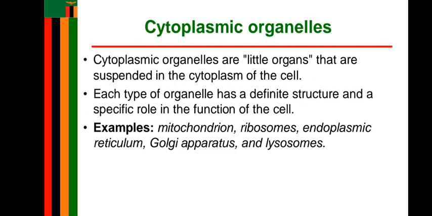Then cytoplasmic organelles are little organs that are suspended in the cytoplasm of the cell. Each type of organelle has a definite structure and a specific role in the function of the cell. For example, we have the mitochondrion, ribosomes, endoplasmic reticulum, Golgi apparatus, as well as the lysosomes. Okay, lysosomes, these are also found in tears.